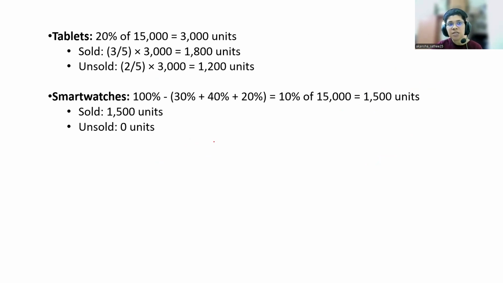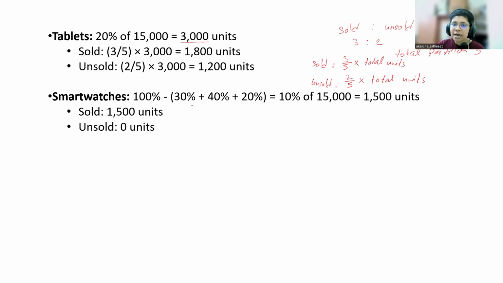Similarly, the next item they are producing is tablets. So 20% of the total are tablets. So total units they are producing for tablets is 3,000. Sold is 3 by 5 because the ratio of sold to unsold was 3 is to 2. So total partition is 5. So sold is 3 by 5 of total units. Unsold is 2 by 5 of total units. That is written over here. So sold tablets is 3 by 5 of 3,000. Unsold is 2 by 5 of 3,000. That is this many units, this many units.